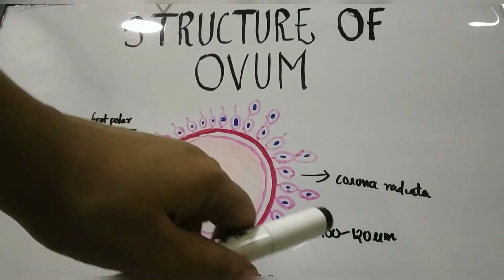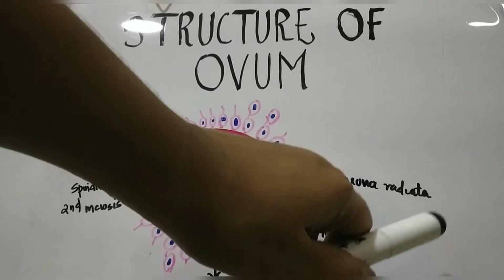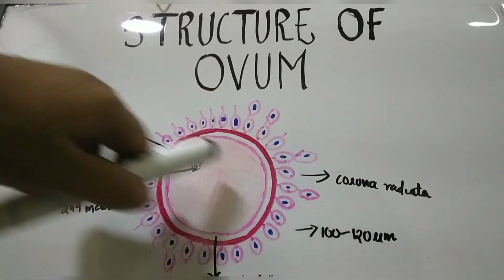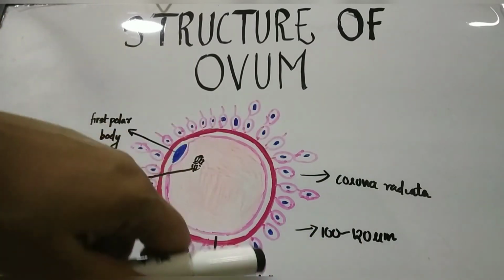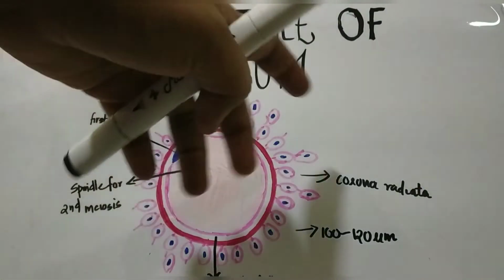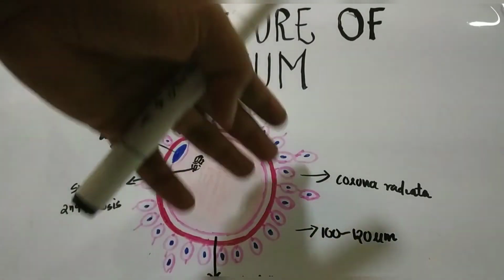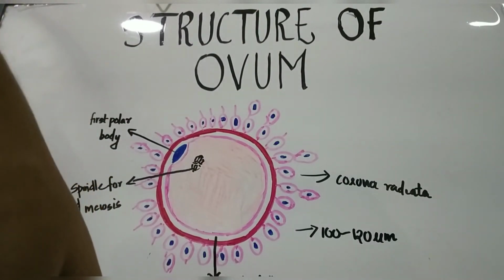Unlike other cells, it is very large, 100 to 120 micrometers in diameter. All other cells in the body are less than 10 micrometers in size. So unlike other cells, the ovum has a bigger diameter, that is 100 to 120 micrometers.